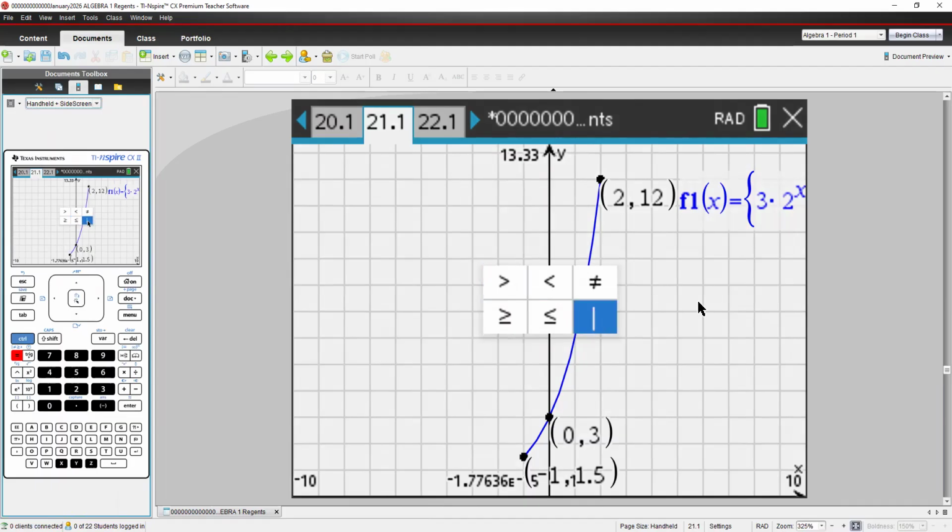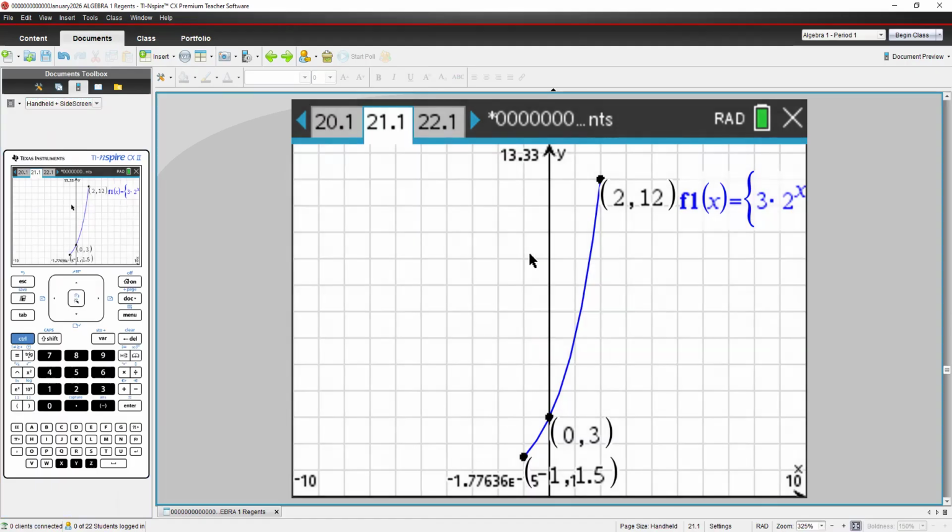All right, that's it, guys. That's all you have to do. Now, if you graph the entire function, you would get 1 point. But if you did this, you would get 2 points, and that's what we're after.